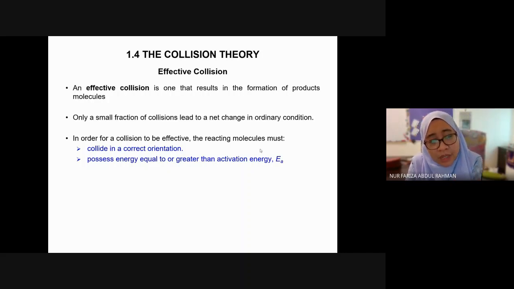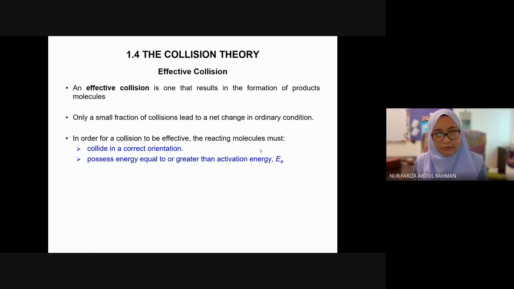Alright. In order for a collision to be effective, the reacting molecules must collide in the correct orientation. So ada dua syarat, there are two rules for a collision to be considered as an effective collision. First, they must collide in a correct orientation. Pelanggaran tu mestilah orientation dia dalam keadaan yang betul, correct orientation. That's why, like I said just now, dia bukan semudah berlanggar saja. Okay, so it needs to collide in a proper orientation.